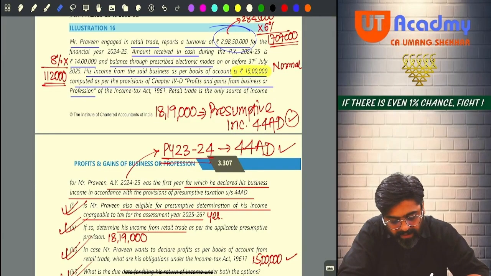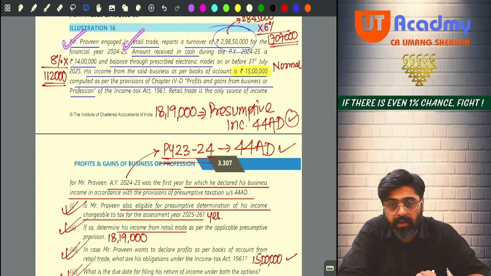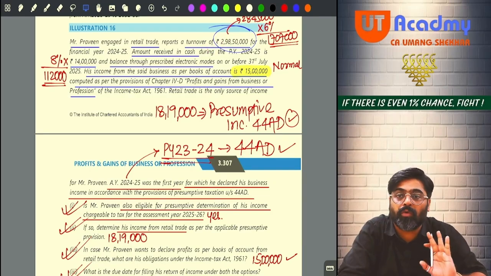Mr. Praveen is engaged in retail trade. Mr. Praveen is an individual. Yes, sir. He is engaged in retail trade. Eligible business. Yes, sir. Turnover is 2 crore 98 lakh 50,000, sir. Turnover is more than 2 crores.